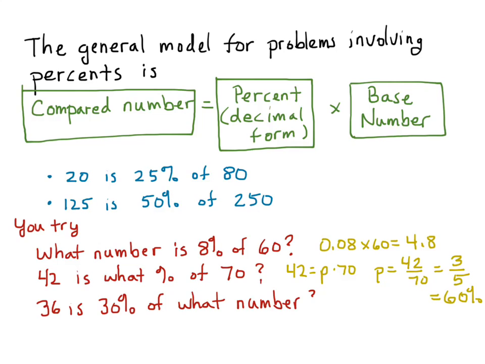Okay, so the last one here: 36 is 30% of what number? Okay, so how would you calculate that? That's the way you do it. You take 36 divided by 0.3. Okay, so let's see what that works out to be. 120.